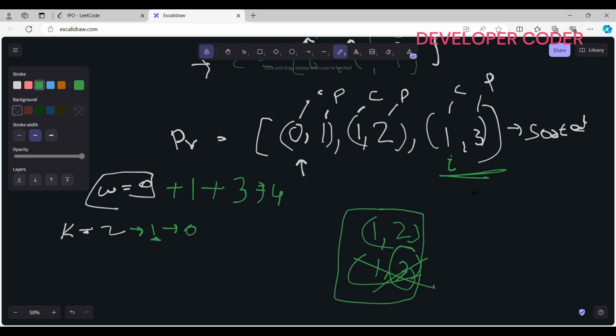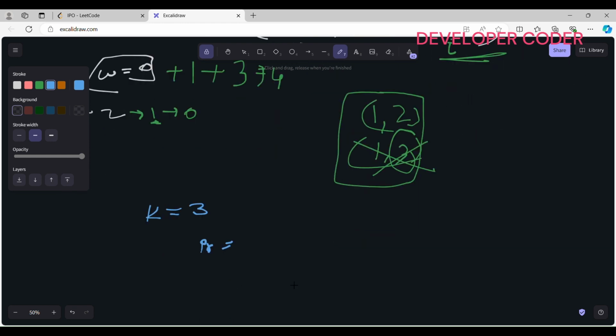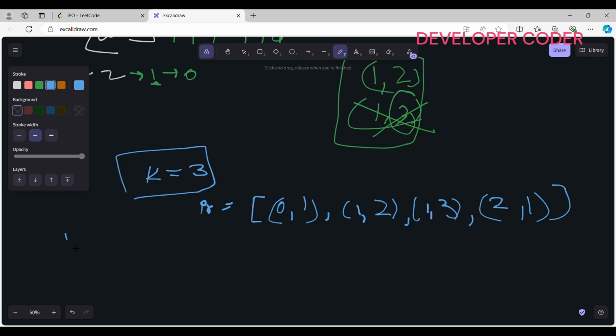So this is a simple thing that we need to do to solve this problem, right? Now let's say we are given K equal to 3, and these are the projects. Let's say 0 1, where I'm writing capitals and profits, and then we have 1 2. Let's say I have already sorted them based on their capital: 1 3, and here there is one more project, 2 1. Now in this case, let's say my W is equal to 0.